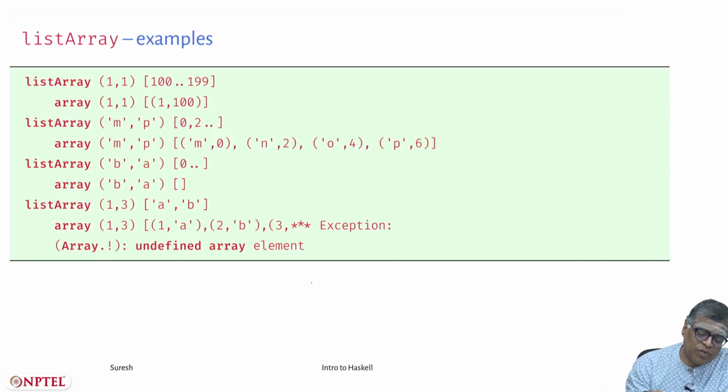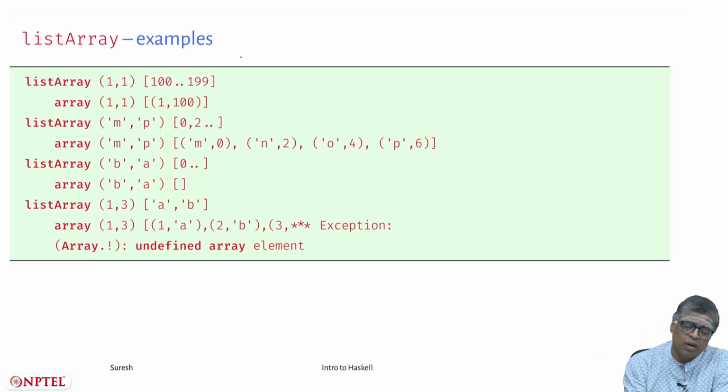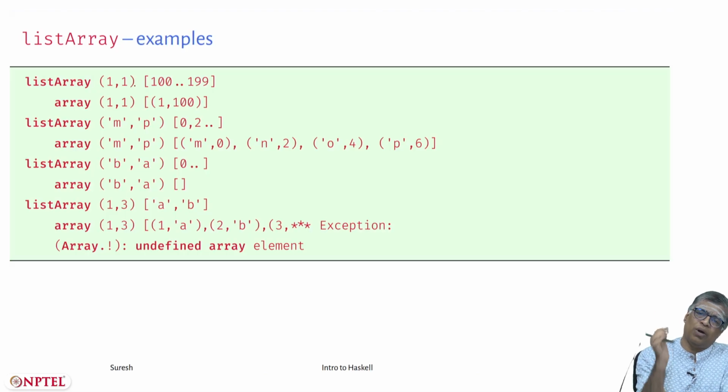Okay, so here are examples of listArray. listArray (1, 1) [100 .. 199]. Actually, I should show this to you on VS Code, which I will do in a second. This means that the lower bound of the index is 1, upper bound of the index is 1. So only one element is stored. At index 1, what is the value stored? 100. So you will keep on storing elements from the list as long as your array has not been exhausted. The moment it has been exhausted, you discard the rest of the list. Okay, so only 100 is used.